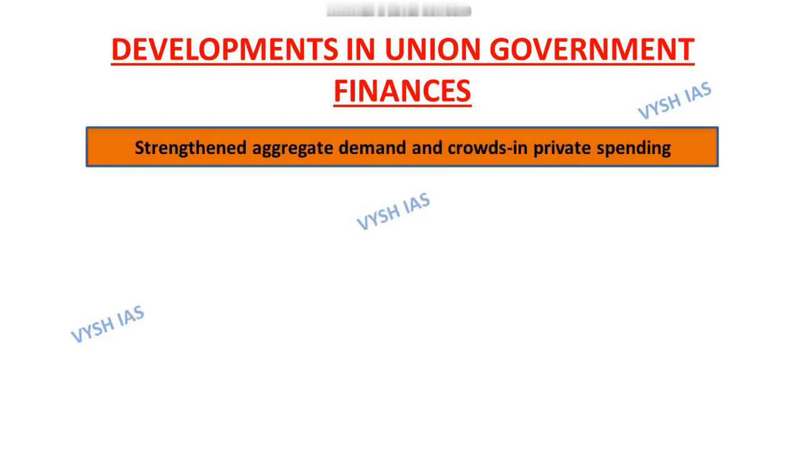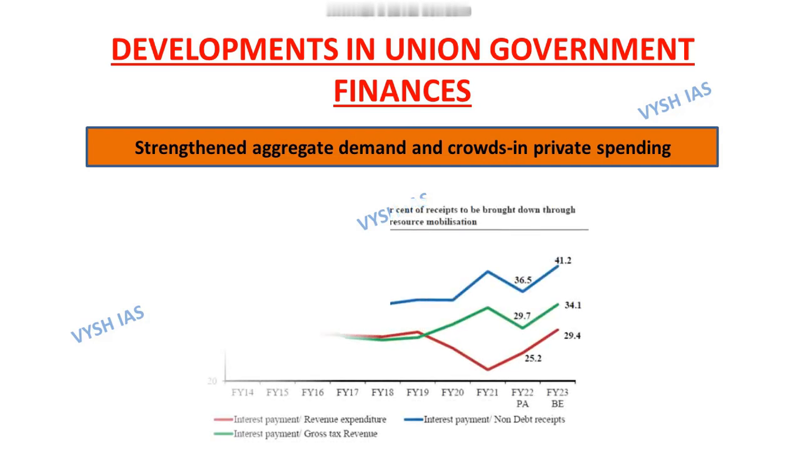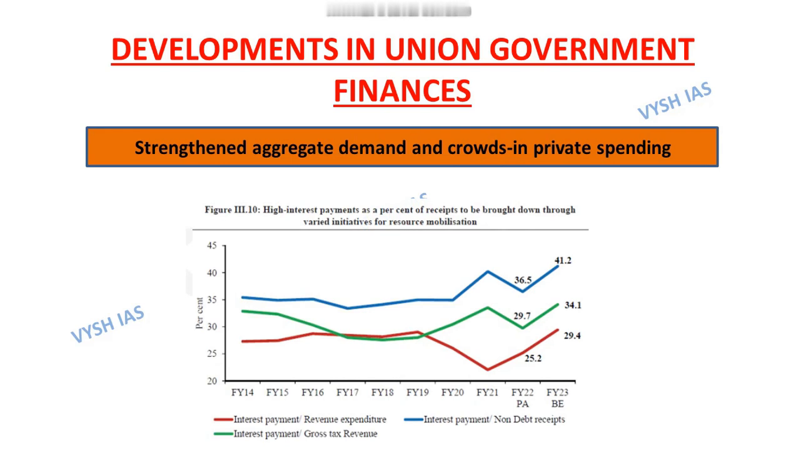Now, next is the increase in capex has strengthened aggregate demand and crowded in private investment in times of risk aversion, and has also enhanced the long-term supply side productive capacity. Now, let's look at the graph. In this graph, there are three lines.